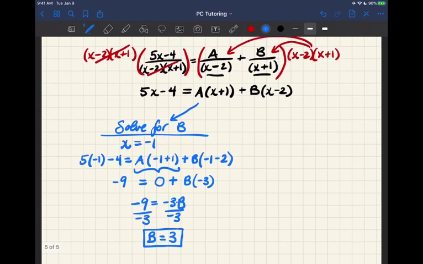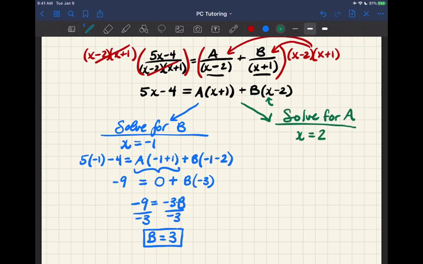Now notice we're almost done. We just have to also solve for a. So let me change my colors here. So to solve for a, let's think for a second. How can we get rid of b? So basically what we're going to do is set x equal to a number where it'll make it 0. So notice we can place in a 2 for x to make that factor 0. So I'm going to set x equal to 2.